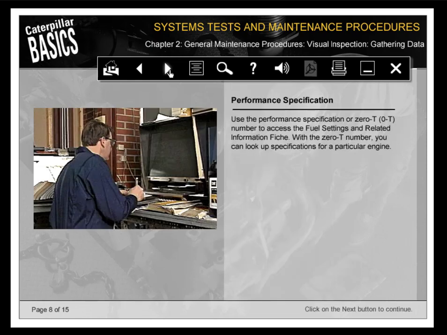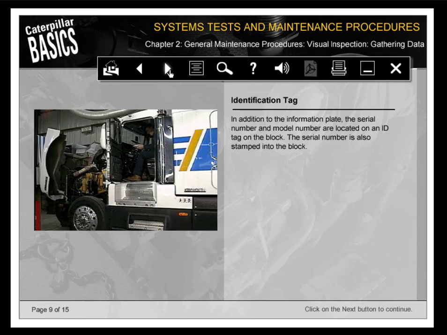Use the performance specification, or 0T number, to access the fuel settings and related information fiche. With the 0T number, you can look up specifications for a particular engine. In addition to the information plate, the serial number and model number are located on an ID tag on the block. The serial number is also stamped into the block.